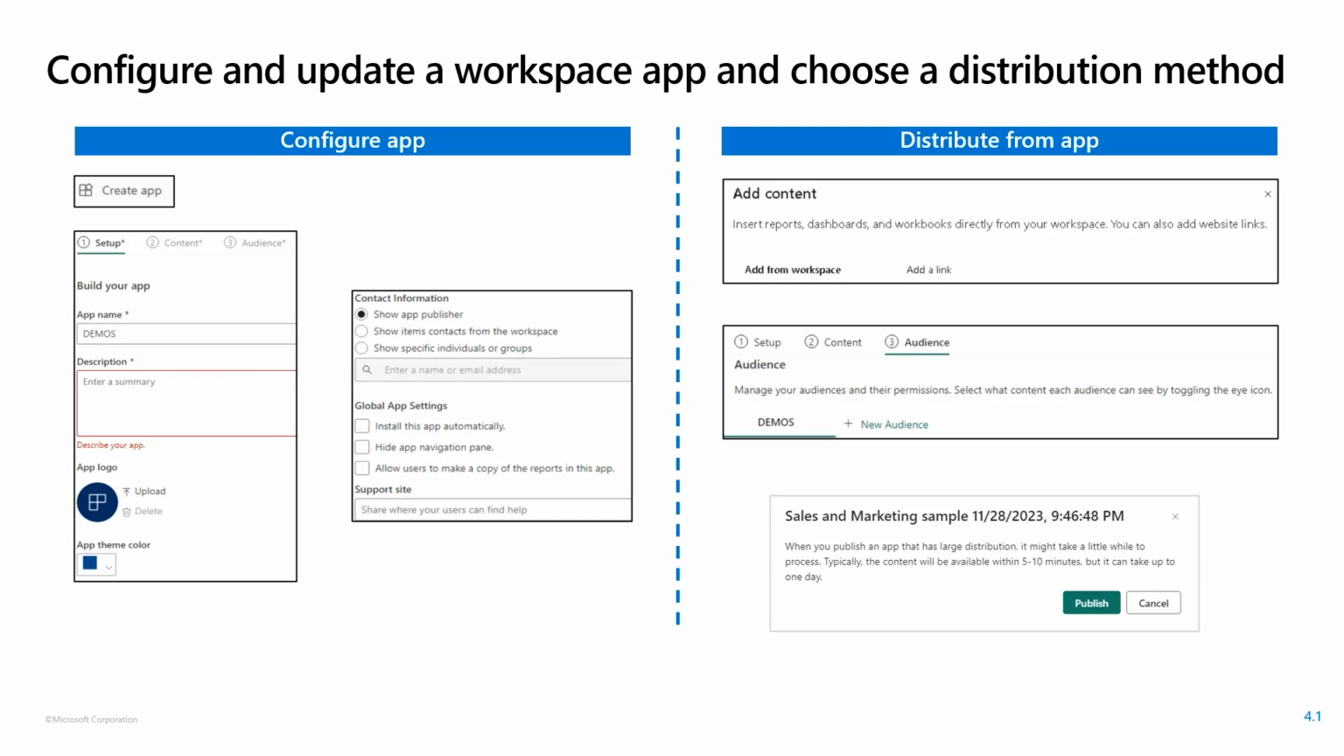Using apps to distribute your data is recommended. Here's how you do it. To create an app, you navigate to the workspace, you click Create App, configure the app with the desired settings and content, and then publish the app to provide the link to users.